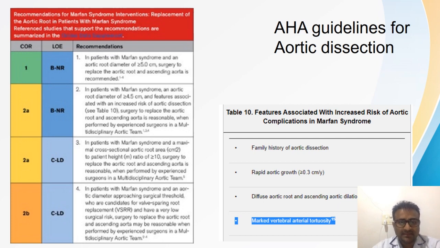Which are these features? Like family history of aortic dissection, rapid aortic growth meaning 0.3 centimeter increase per year, diffuse aortic root and ascending aorta dilatation, and marked vertebral artery tortuosity. In these patients, surgery can be offered in patients with Marfan syndrome in whom the aortic root diameter is 4.5 centimeters.